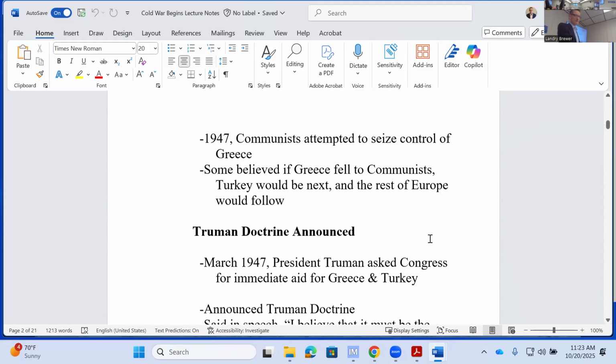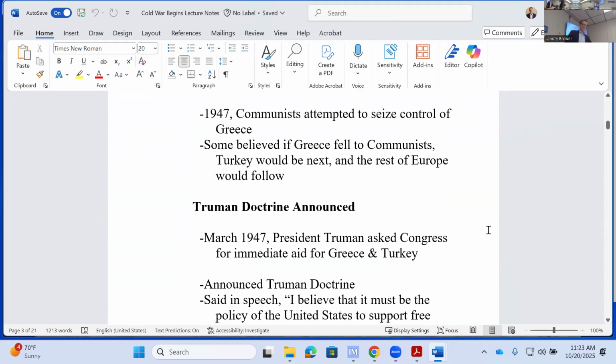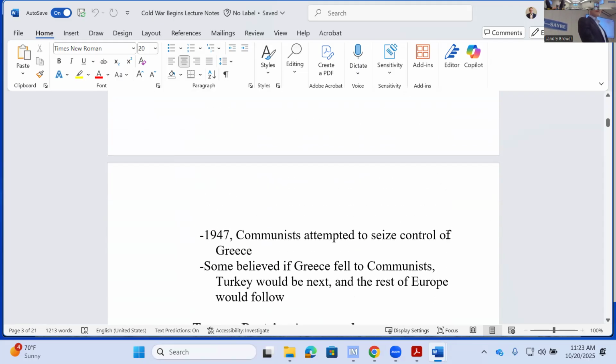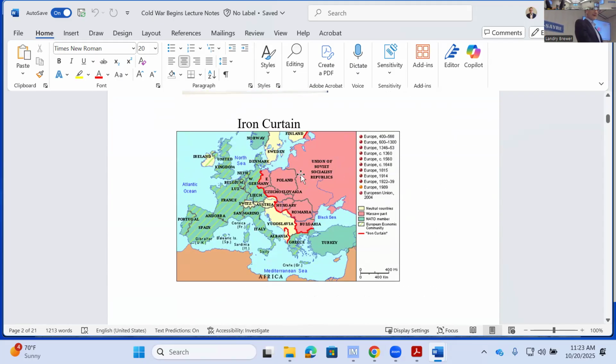Well, fast forward to 1947. Communists attempted to seize control of Greece, the country Greece. And in the United States, our fear was that if Greece fell to communists, Turkey would be next, and then the rest of Europe would follow. Remember, if you look on this map, red equals communism. Greece and Turkey are not red. The United States did not want them to become red.